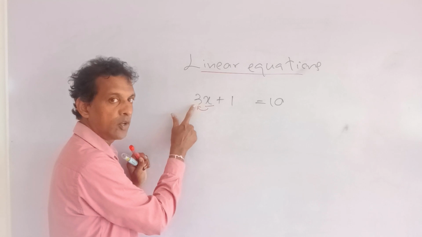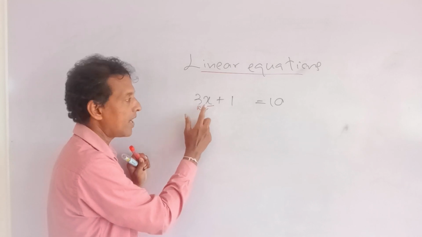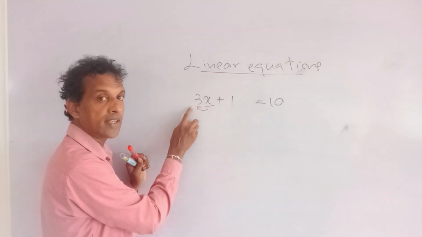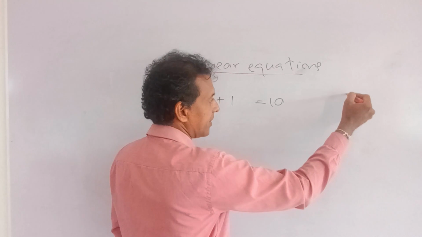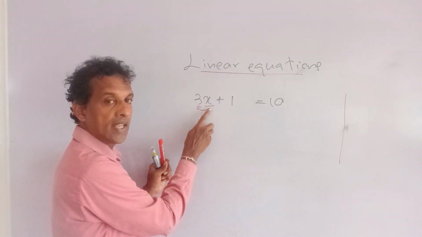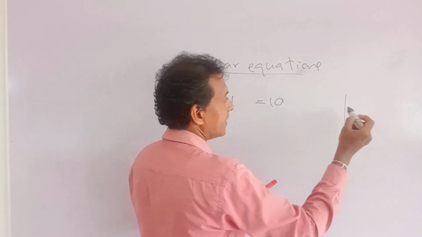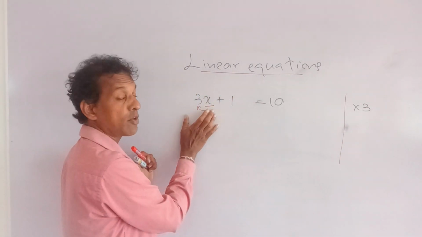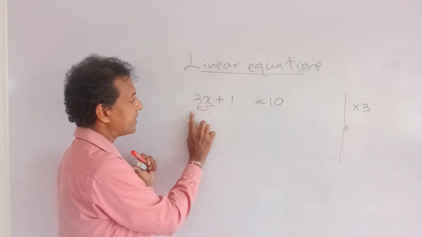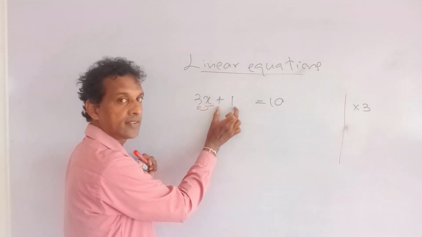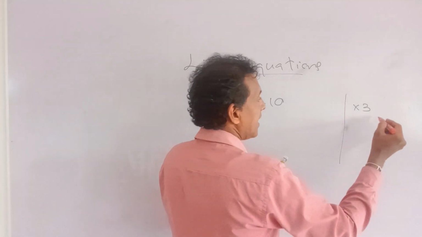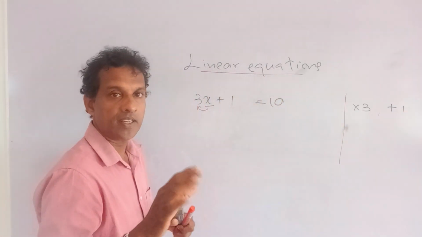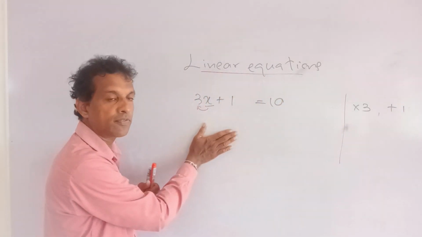In other words, the coefficient means the number by which the variable is multiplied. Here, see, immediately x is multiplied by 3. So we write that operation here. What is the first operation? x is multiplied by 3. I write here: x is multiplied by 3. And then what is the next operation? After x is multiplied by 3, 1 is added. So the next operation is what? Addition of 1. 1 is added. Right?